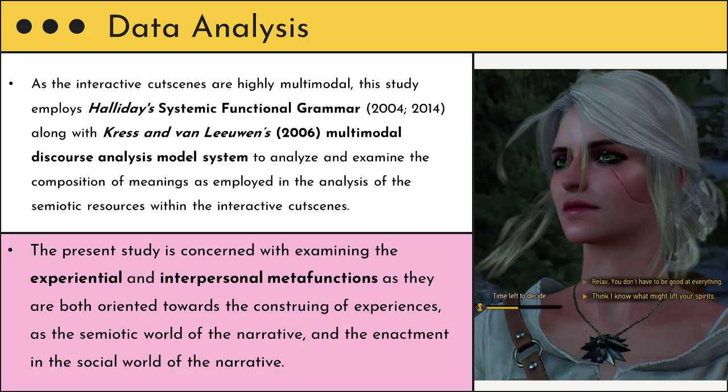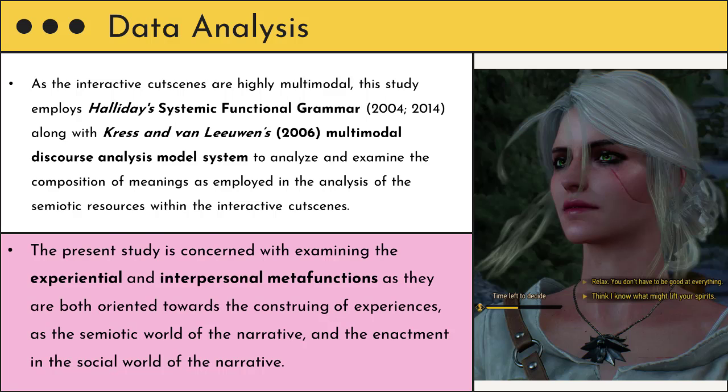As the interactive cutscenes are highly multimodal, this study employs Halliday's systemic functional grammar along with Kress and Van Leeuwen's multimodal discourse analysis model to analyze and examine the composition of meanings as employed in the semiotic resources within the interactive cutscenes. The present study is concerned with examining the experiential and interpersonal metafunctions, as they are both oriented towards the construing of experiences as the semiotic world of narrative and the enactment in the social world of narrative.